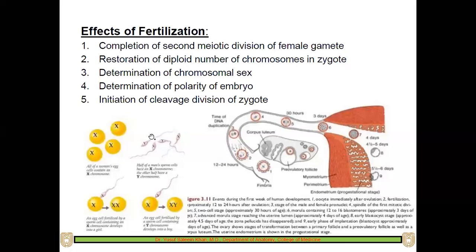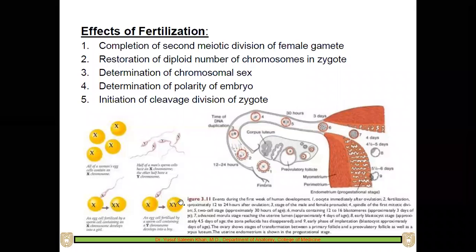So depending on which type of sperm has fertilized, if you see here, this is the egg, the ovum, which has X chromosome. Now the sperm with X chromosome is fertilizing this egg. Now it becomes XX, so that becomes female. On the other hand, the sex chromosome in the female is X, but the sex chromosome on the sperm can be Y. If the Y chromosome sperm fertilizes the egg, then it becomes XY, that is male. So it is the male sperm which will determine the sex.